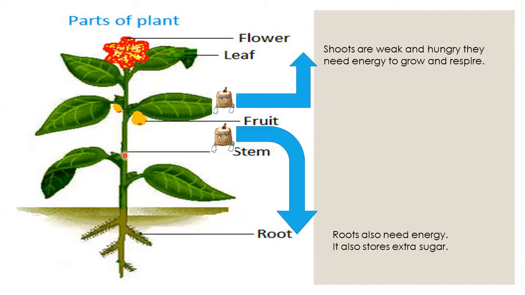The area above the ground is called shoot, while the area below the ground is called root. The shoot includes flower, leaf, stem, and fruit. All these parts are called shoot. Both roots and shoot are hungry and weak. They need energy to grow and respire. So the sugar will go up to the shoot and down to the roots. Both shoot and roots use this energy to grow and respire. The roots store the extra sugar.